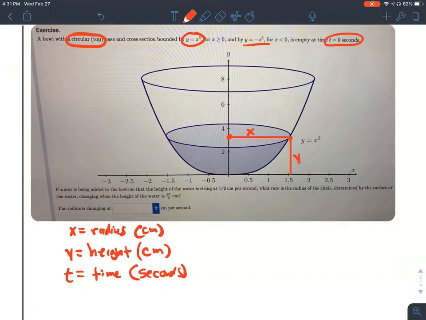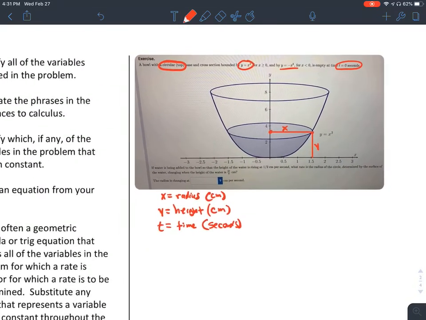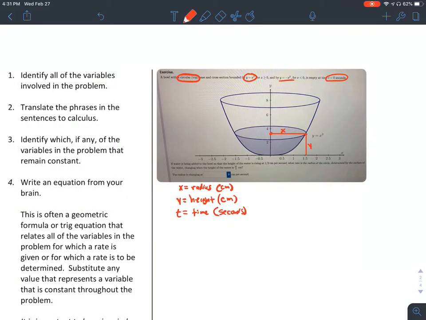Let's see, any more variables in this? I don't think so. If it mentioned volume or area, those would be new variables. It does not mention those. So step 1, identify all the variables involved in the problem. So I'm just going to put a little number 1 beside this. That part's done. Usually that part's pretty simple. Part 2, translate the phrases in the sentences to calculus. That is not as simple.